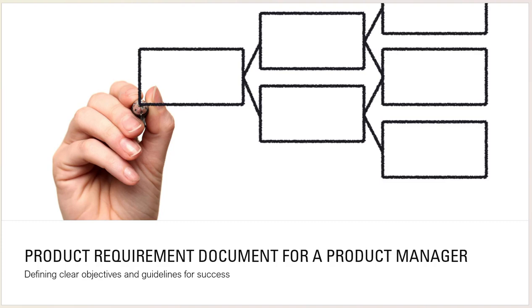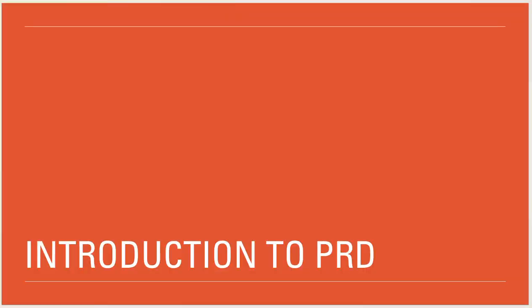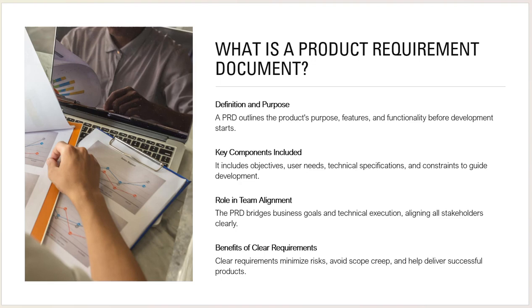So let's start a discussion on this topic. The first topic is the introduction to the product requirement document, where we are going to discuss what a product requirement document is, its definition, purpose, and key components, including the role of team alignment and the benefits of clear requirements. So let's start the discussion.